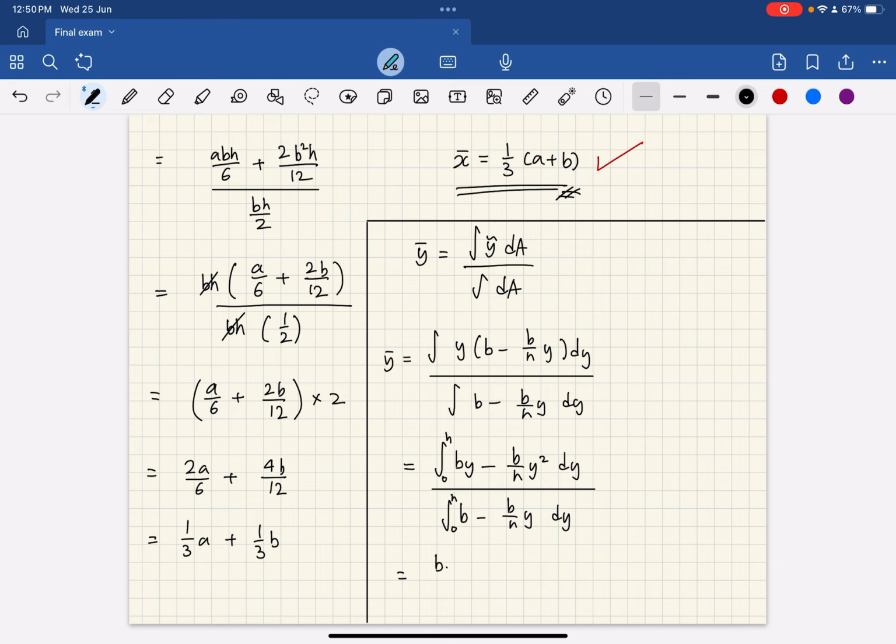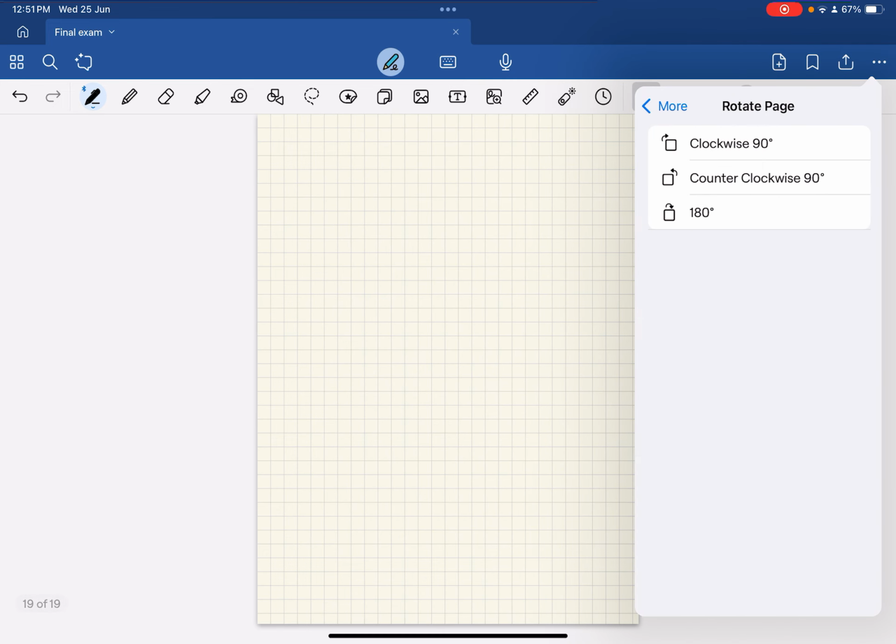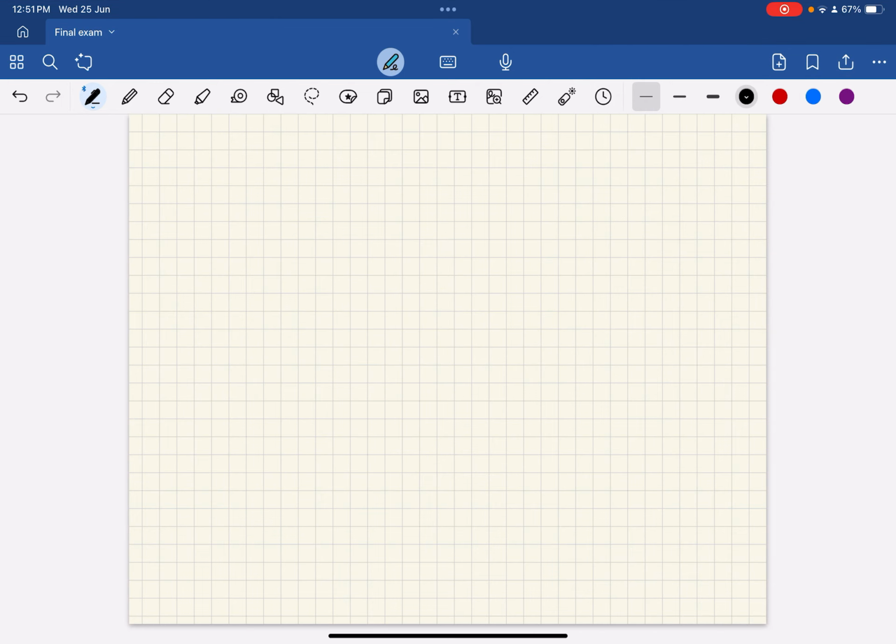So we get here b y squared over 2 minus b over h y cubed over 3, from h to 0. And this one is b y minus b over h y squared over 2 with respect to h and 0. Proceeding on to the next page. Rotate page 90. Okay.